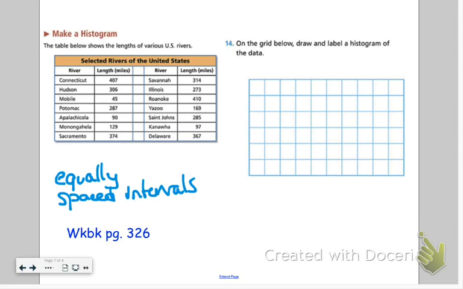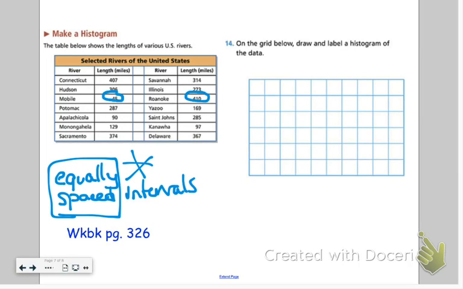It looks like our lowest number here for the length of miles would be 45. So 45 is the lowest. And our greatest is, I think it's the 410 here. So those are the greatest distances in miles of these different rivers. What intervals might you use for the bottom of your histogram? Remember that they must be equally spaced.